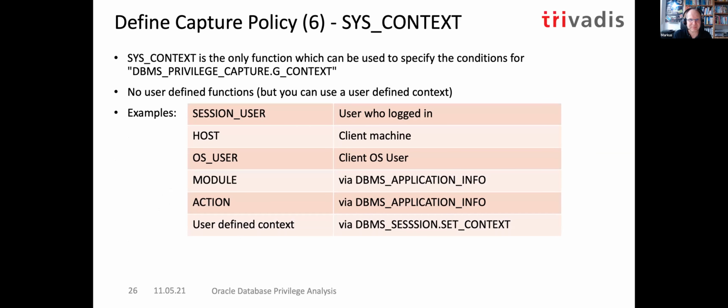Here are some examples for this context. Session user, host, if you know there's a specific client, think about an application server, or if there's a specific operating system user who runs your application, you can use these context variables, so these functions. If you're using DBMS_APPLICATION_INFO, which is really helpful but rarely used, you can even use module and action, or you can define your own context via DBMS_SESSION.